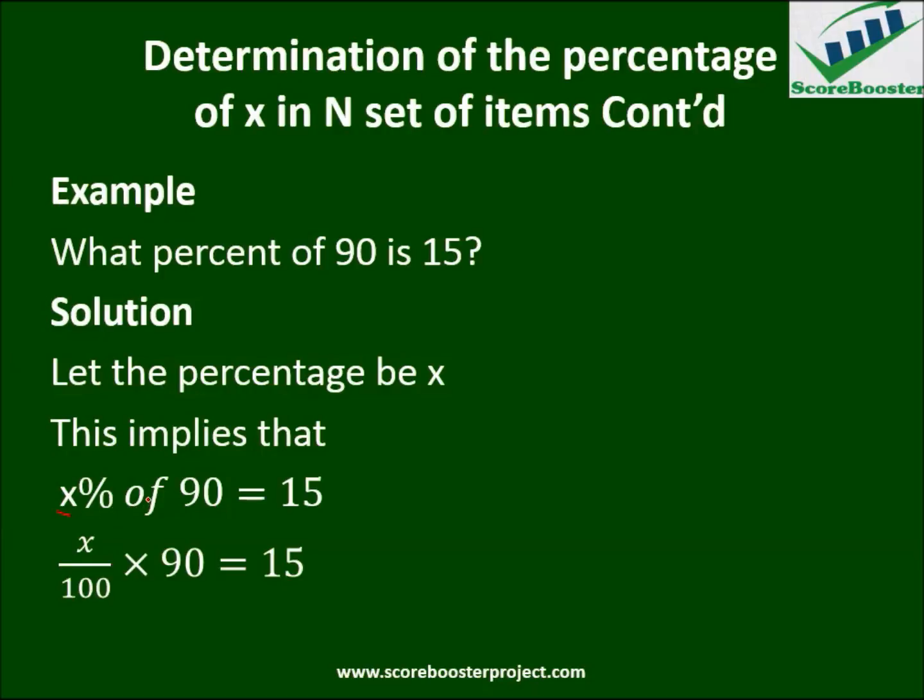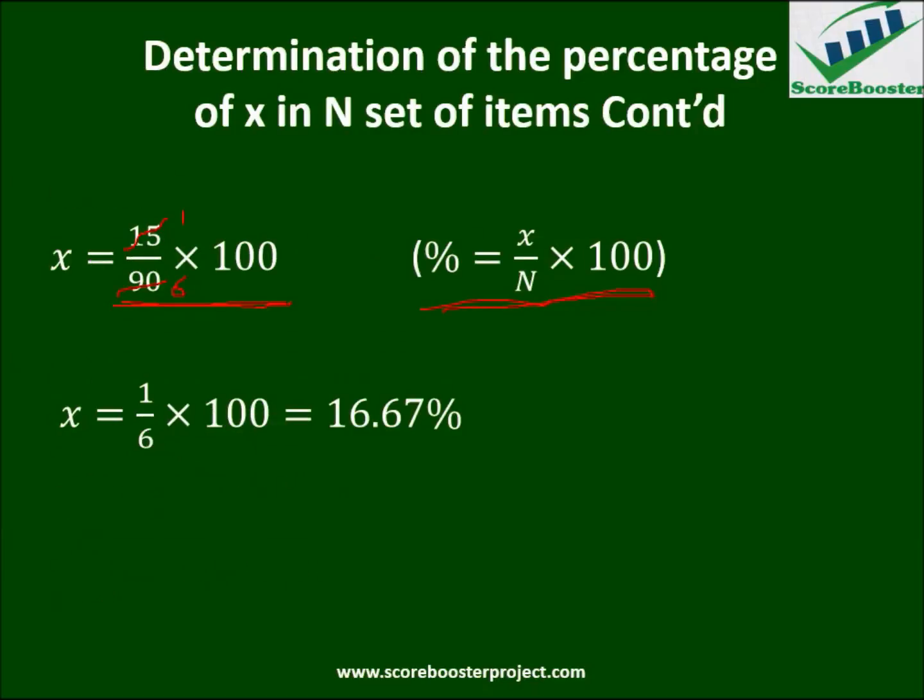Since 'of' is a multiplication sign and percentage represents 1 over 100, you simply write x over 100 times 90 equals 15. By making x the subject of the formula, we have 15 over 90 times 100 equals x. 15 divided by 15 you have 1, 90 divided by 15 you have 6, so x equals 1 over 6 times 100%, which is equal to 16.67%.